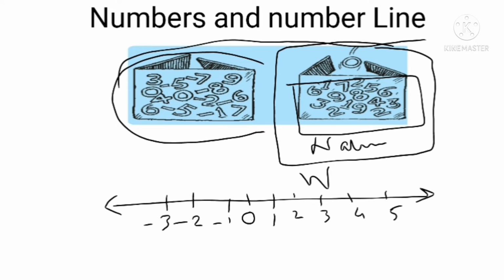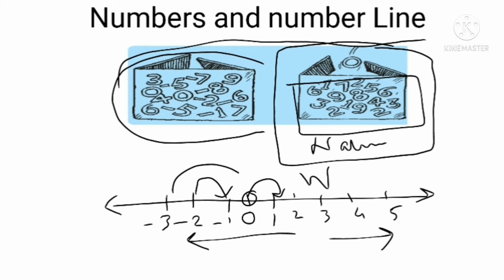As we move to the right hand side, the value of the numbers increases, and if we move to the left hand side, the value of the numbers decreases. It means that the number which is on the right hand side is always greater than the number which is on the left hand side. That's why -2 is less than -1 and -3 is less than 0.